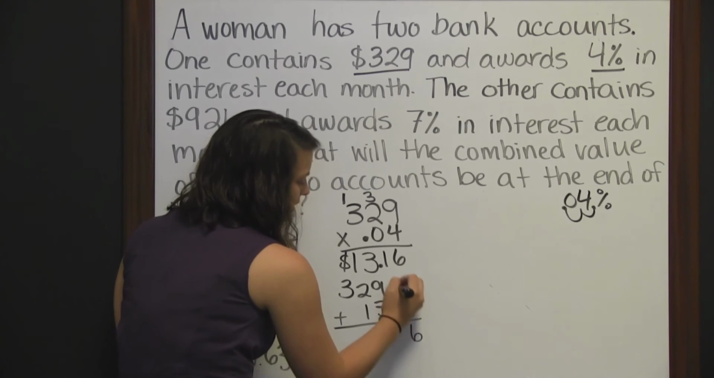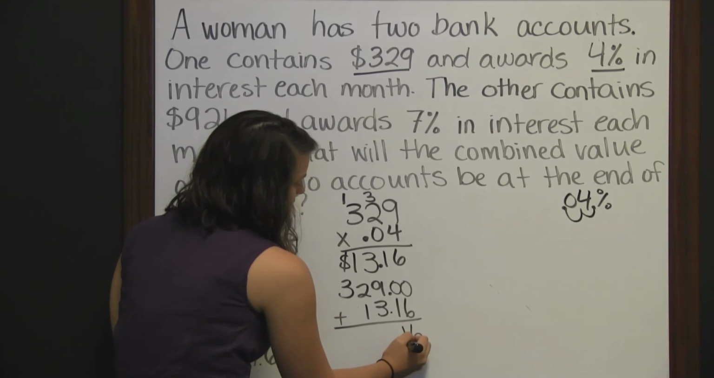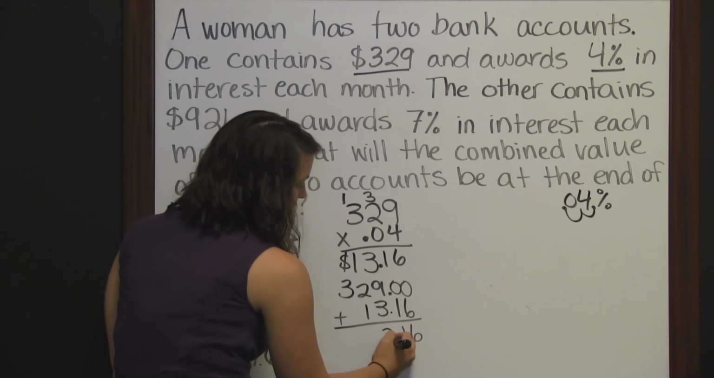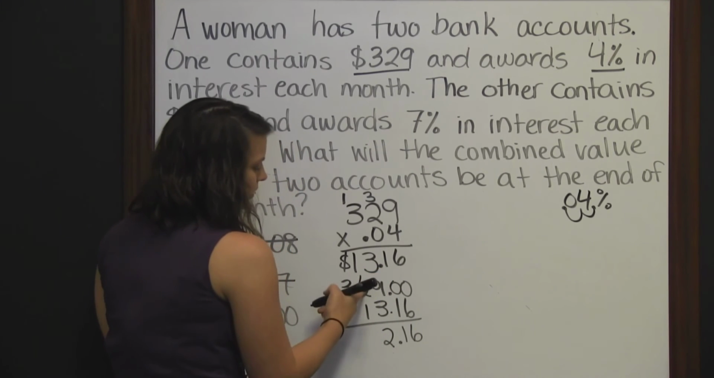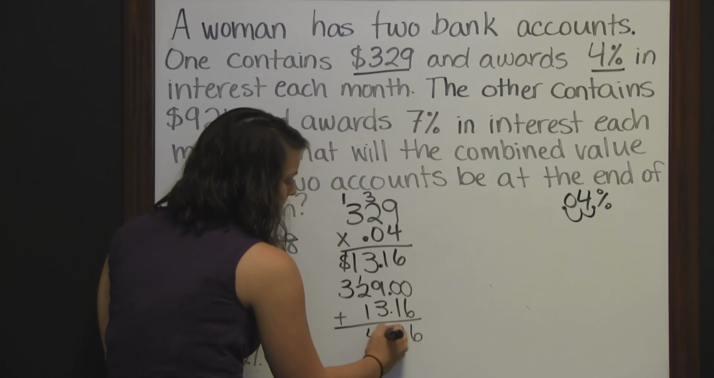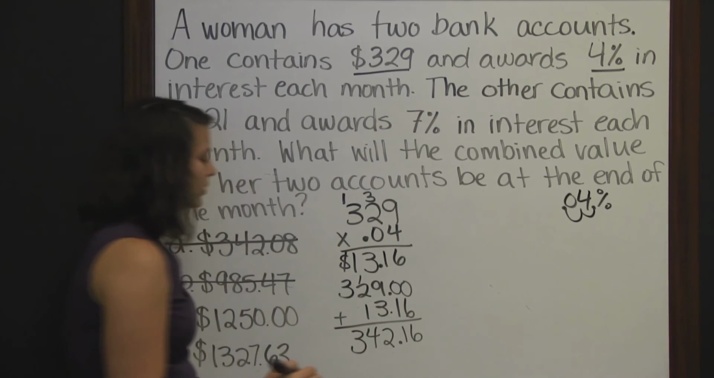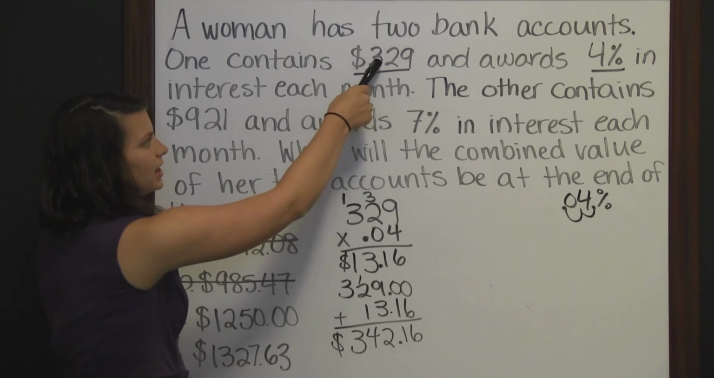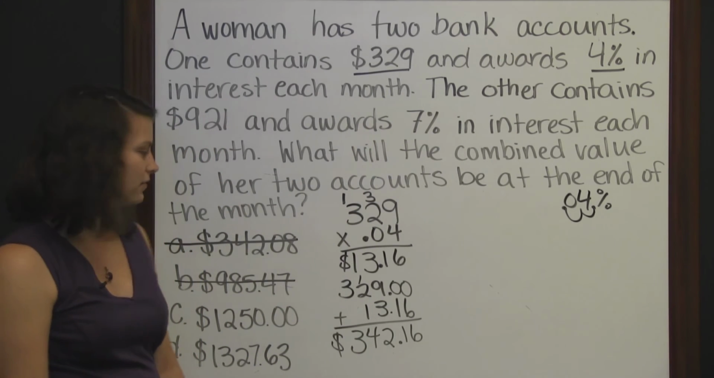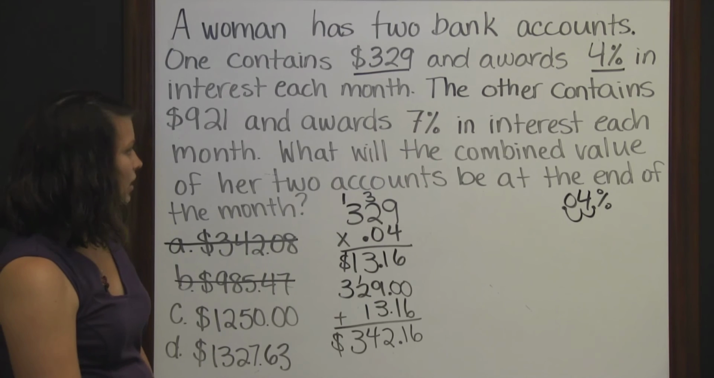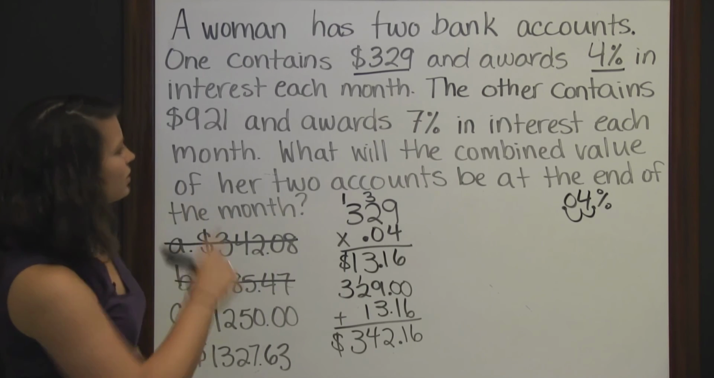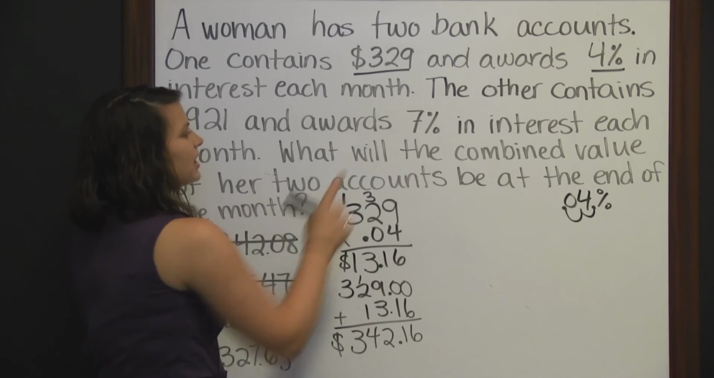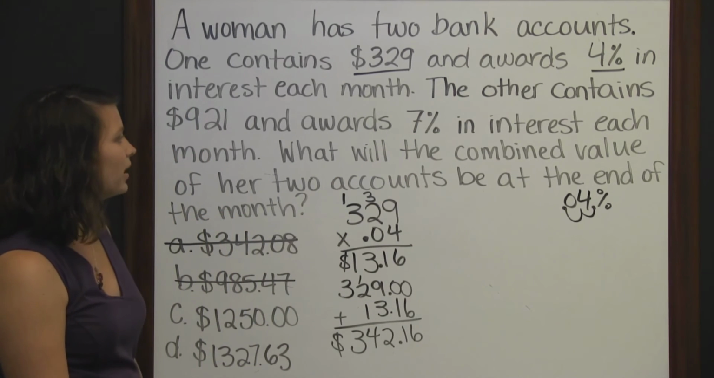0 plus 6 is 6, 0 plus 1 is 1, bring down the decimal. 9 plus 3 is 12, write the 2, carry the 1, 2, 3, 4. So $342.16 is what's in the first account at the end of the month. The next account starts with $921 in it, and it earns 7% in interest each month.